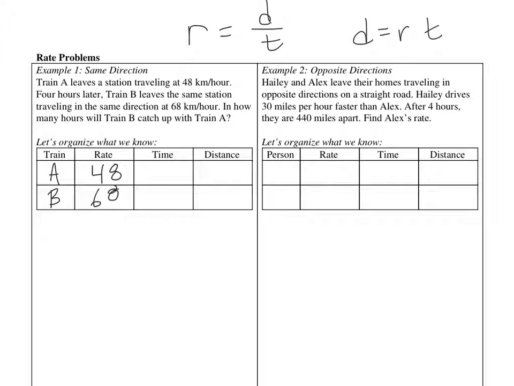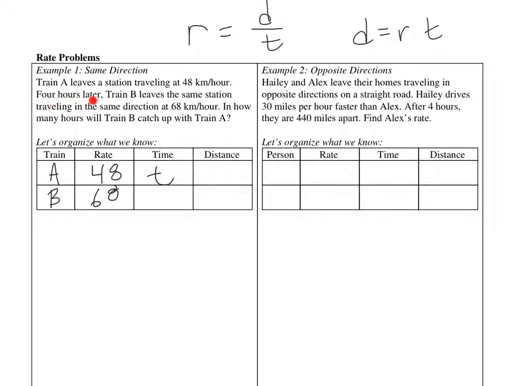So I set up a table, and my rate, you're usually given a rate. You're not usually given a specific time, but we're going to let the variable t be time. So if train A leaves the station traveling at 48 kilometers per hour, I don't know what the time is, so I'm going to let t be time.